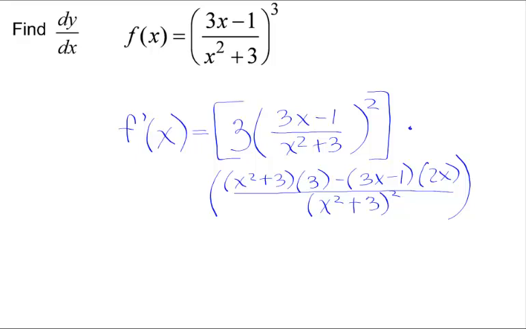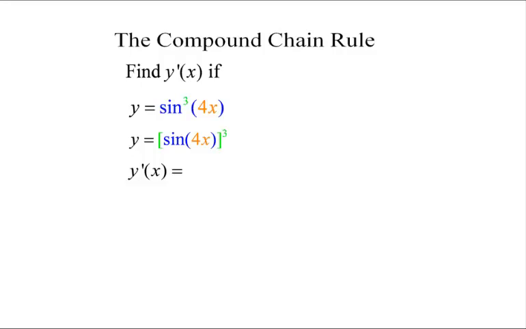The derivative of the outside, not changing the inside, times the derivative of what's inside. That's the only calculus step in finding f prime. Anything else that we do to this is algebra. They haven't asked us to do anything with f prime, so we're going to walk away from it.